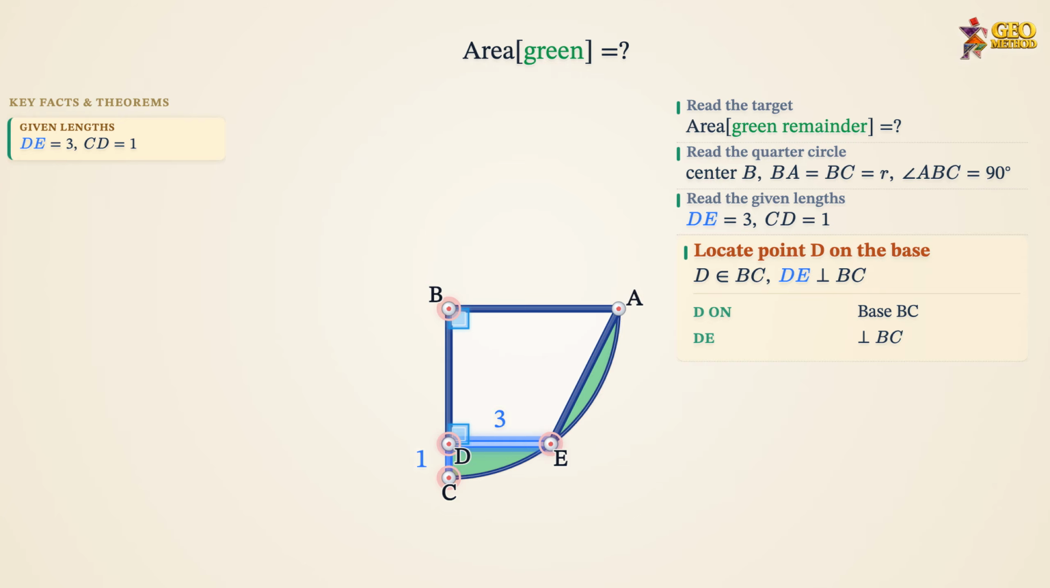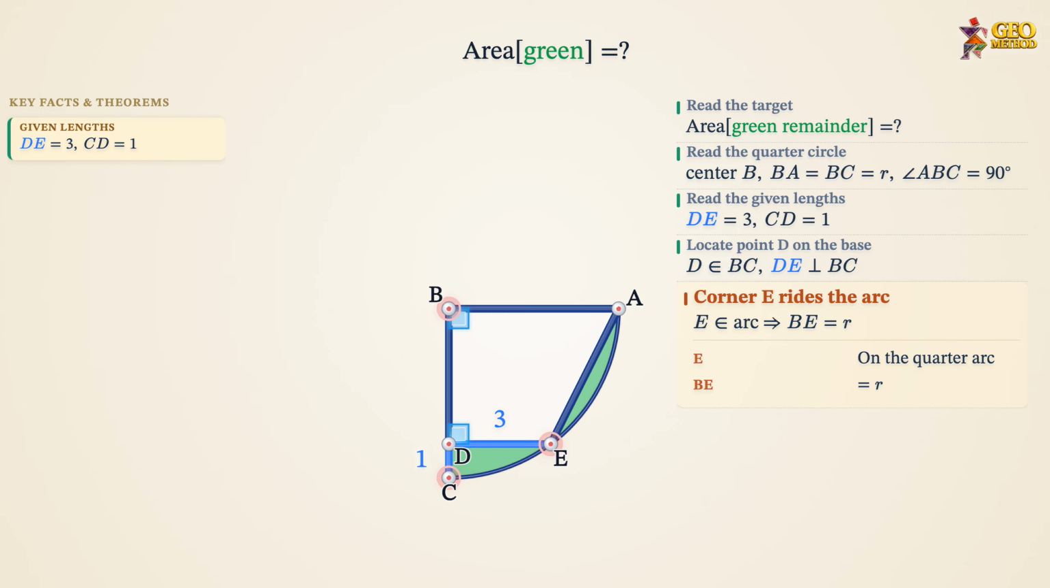Notice where D lives. It sits on the baseline BC, and the segment DE extends straight to the right from the base. So segment DE is perpendicular to segment BC. That perpendicular is the seed of a right angle we will use in a moment.